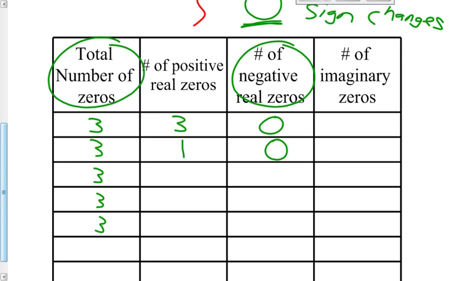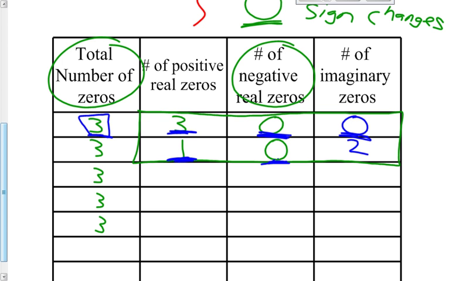Now class, this right here is always going to add up to my total number. Because if there are 3 positive, 0 negative, and a total of 3, that doesn't leave any room for negative or for imaginary zeros. So there aren't going to be any imaginary zeros. So 3 plus 0 is this number 3 right here. In the same way, if there's 1 positive zero and 0 negative real zeros, that means there have to be 2 imaginary, because I have to add up to equal 3.